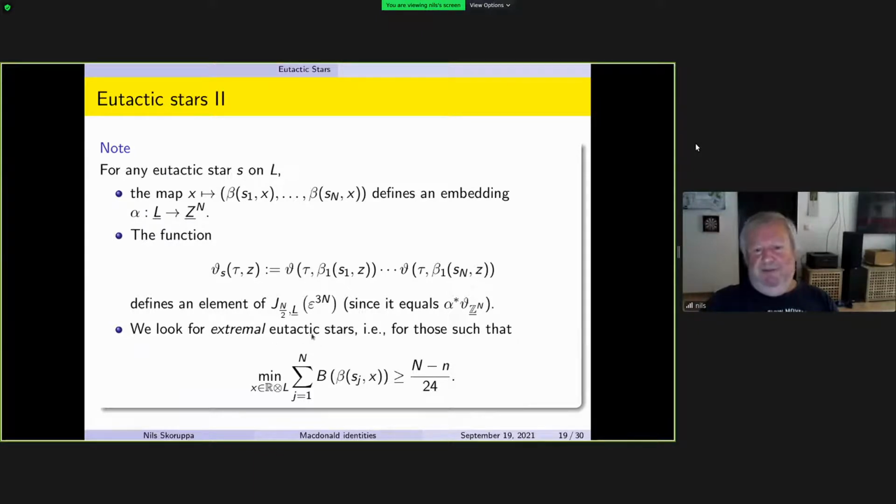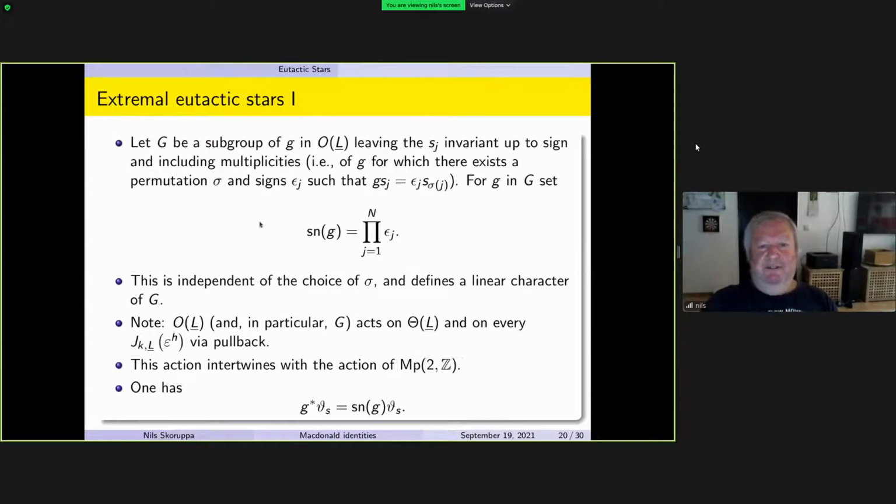Okay. So that is for the embeddings, but now we want extremal eutactic stars, so eutactic stars which satisfy this condition here. And again, as I said, it is very difficult to handle this minimum. We don't know, if we have a lattice or a eutactic star, what the minimum is. So in general, we have no idea. So there's no formula giving us this. But there is a sufficient criterion that some eutactic star is extremal in this sense here. That again looks a bit technical, but it's quite a nice criterion.